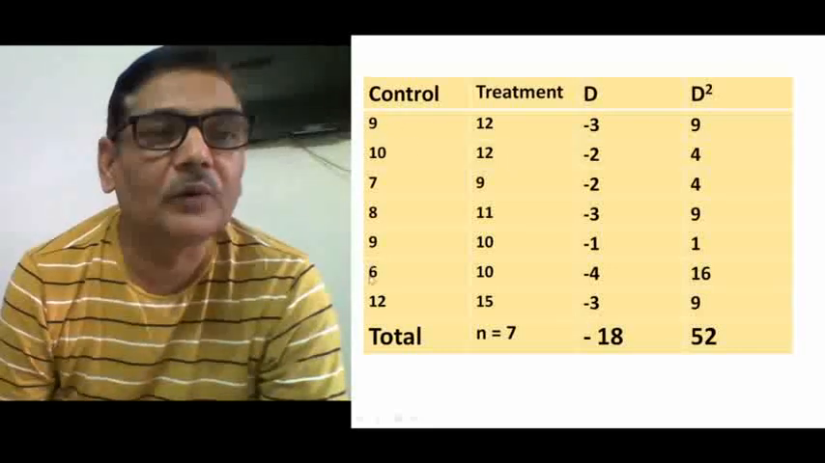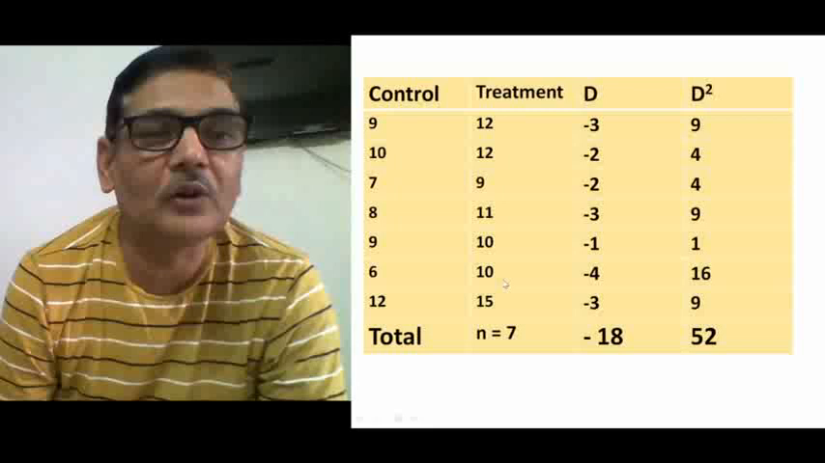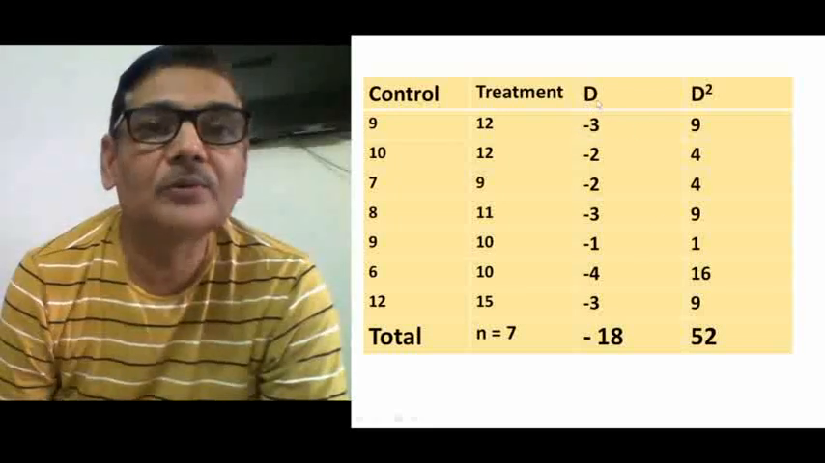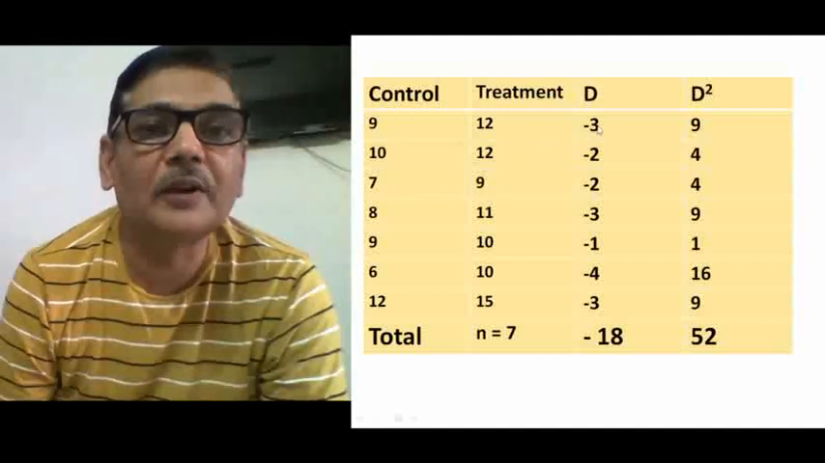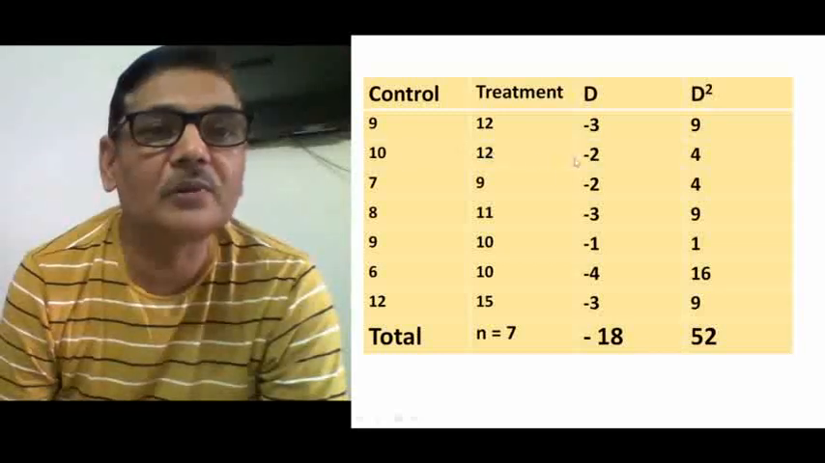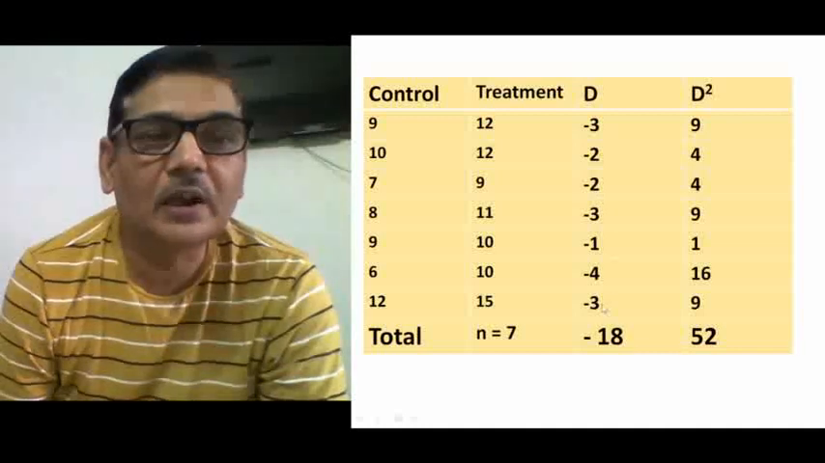You have values of these 7 individuals, then you have treatment values, and then we have to observe the difference, that is 9 minus 12, so it will come minus 3. So from all these individual pairs, the difference will be obtained. So this has come -3. In the second case, it has come -2 because 10 minus 12 is -2. Then 7 minus 9, that has come -2. So this way, difference will be obtained in all these 7 cases, and sum of D will be obtained. This value has come -18.